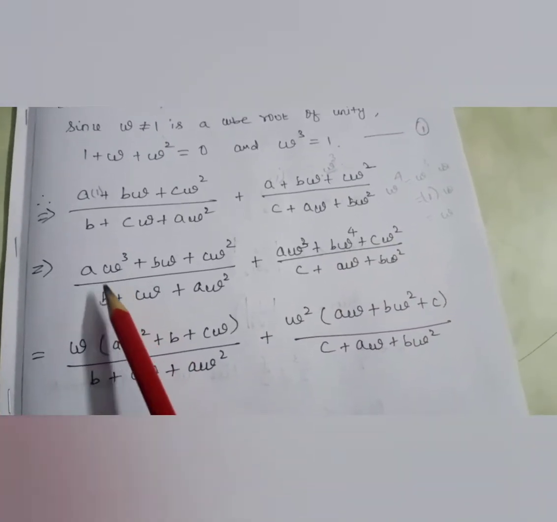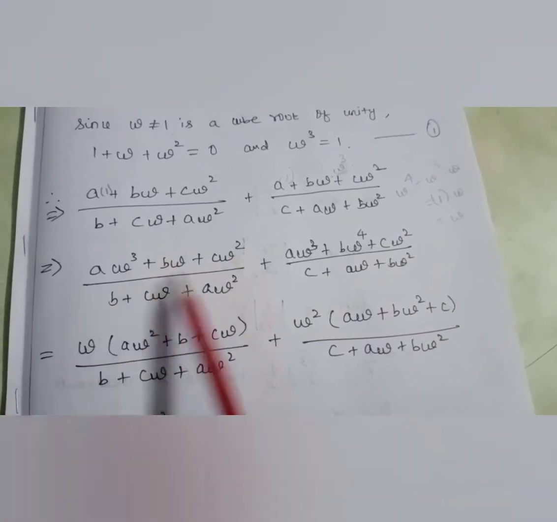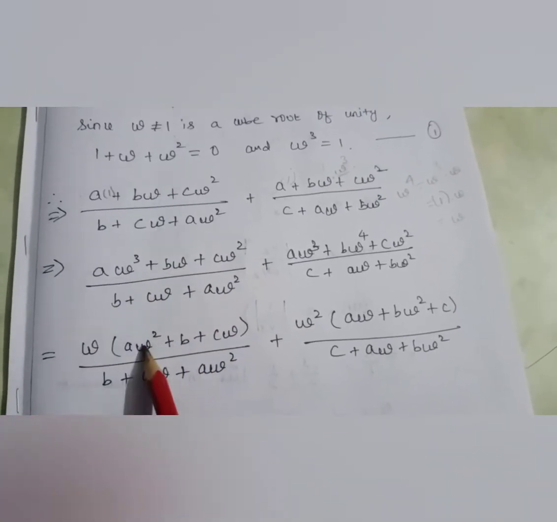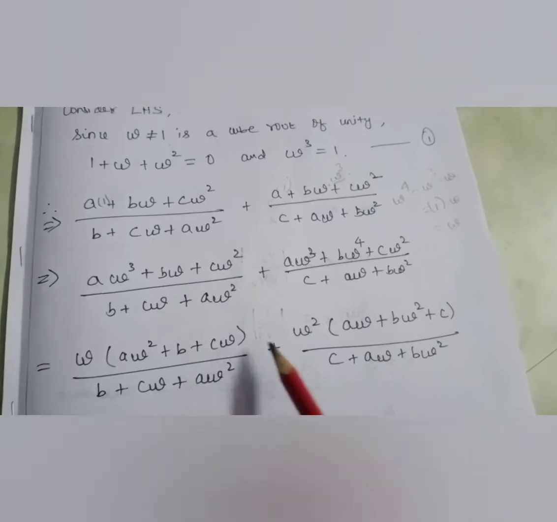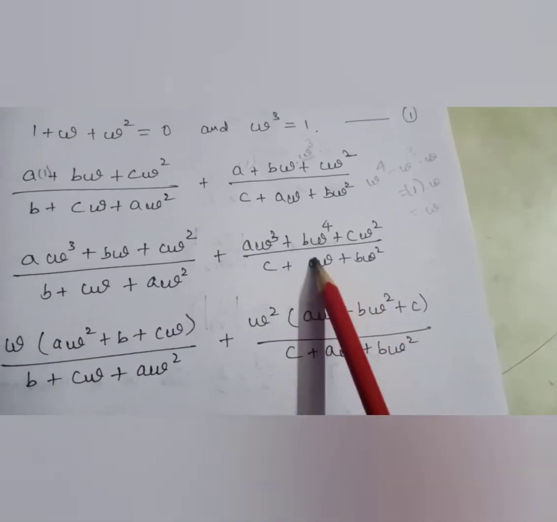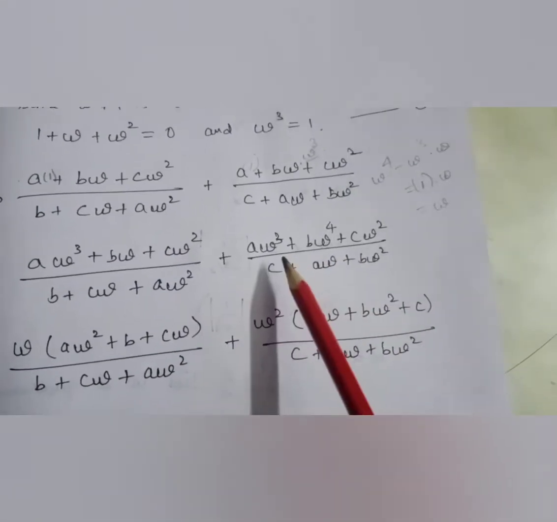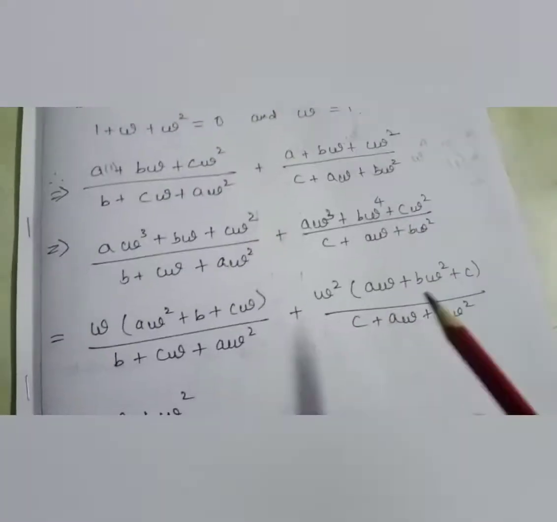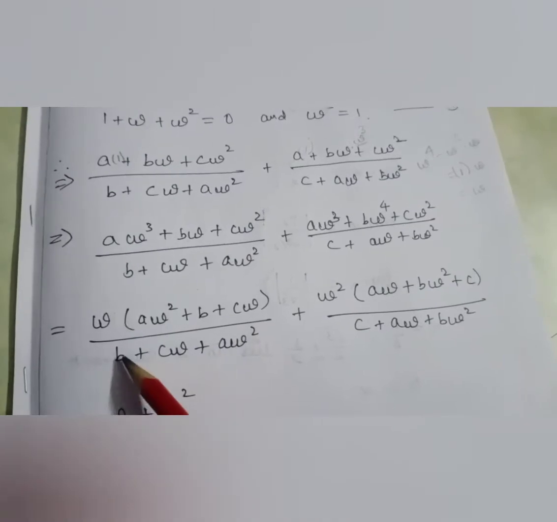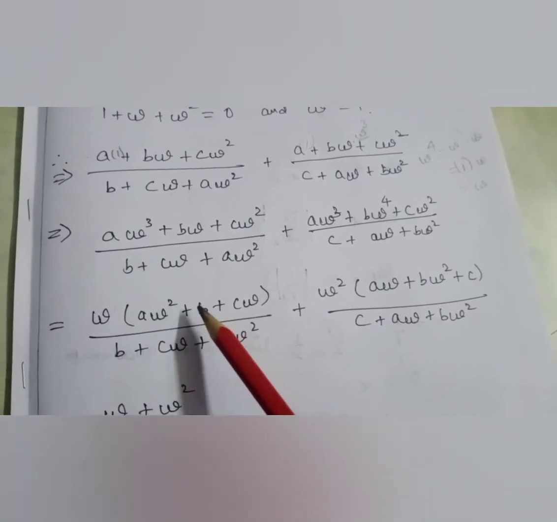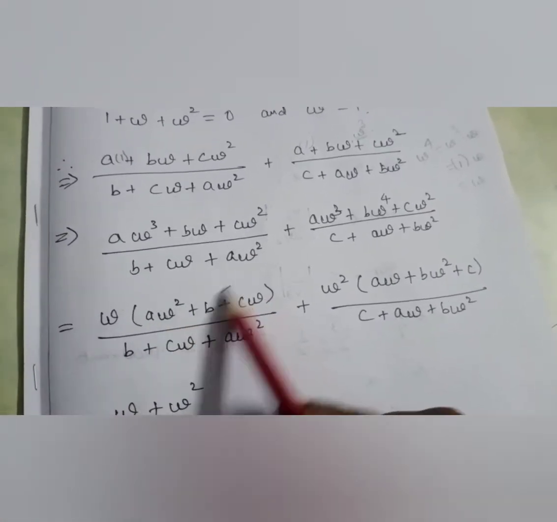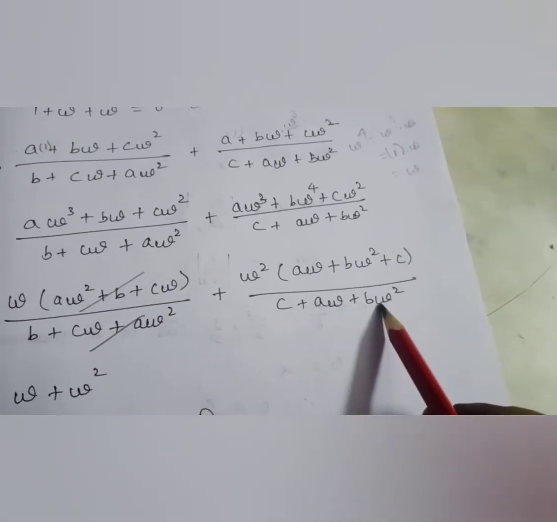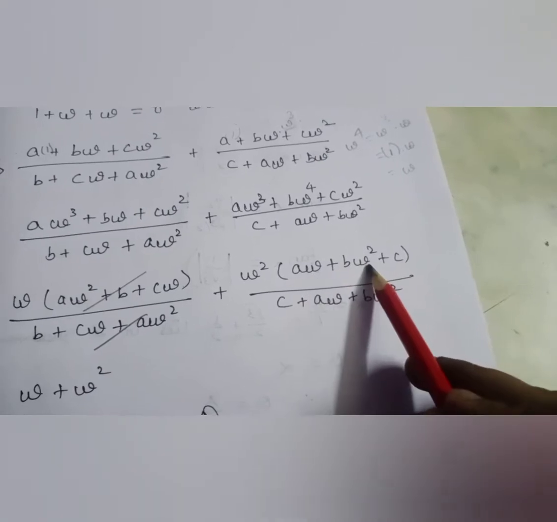Now what happens? I am going to take omega from the first numerator. So what happens? I am taking omega outside. So this becomes a omega square plus b plus c omega. Plus here what I am doing? I am taking the omega square outside. So this becomes a omega plus b omega square plus c. Now see children, see the numerator and denominator, b plus c omega plus a omega square, b plus c omega plus a omega square. So this and this will get cancelled. Similarly here, c plus a omega plus b omega square, here also c plus a omega plus b omega square.